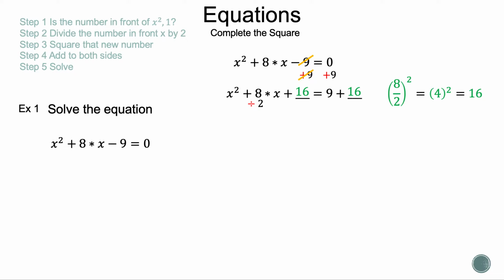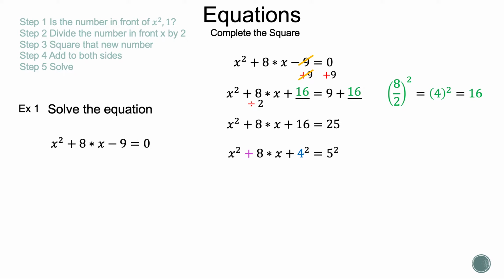Now let's begin that process and write down what we have so far. So we have x squared plus 8x plus 16 is equal to 25, because 9 plus 16 is 25. We're going to rewrite 16 and 25 because they're both squared numbers as 4 squared and 5 squared. Now we have x squared plus 8x plus 4 squared is equal to 5 squared.